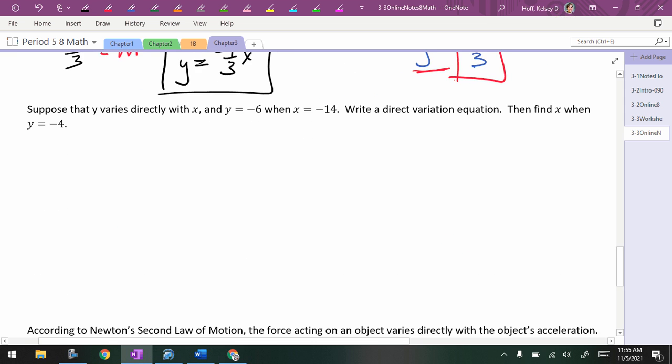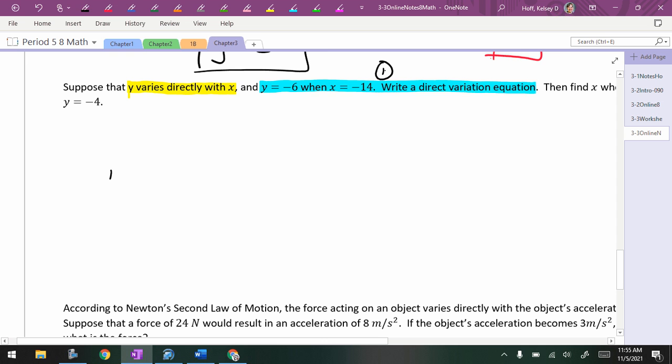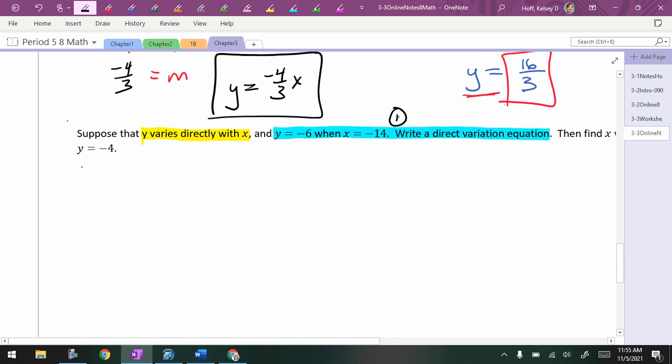All right. Suppose y varies directly with x. Y equals -6 when x equals -14. Write a direct variation equation. Start there again. Put this information together. Y equals mx. What's y? -6. We don't know m. What's x? -14. How do I solve for m?